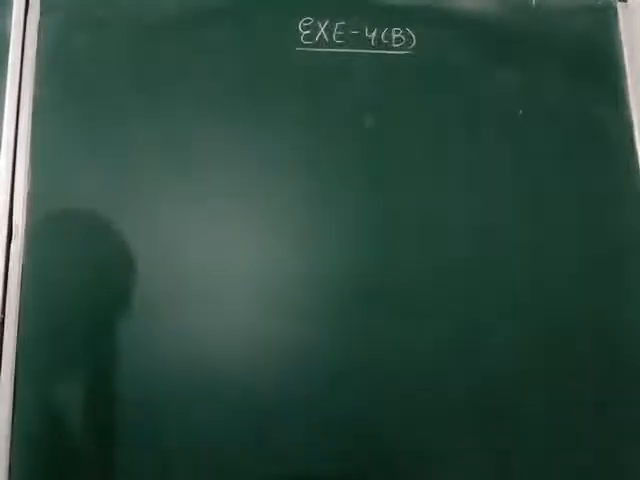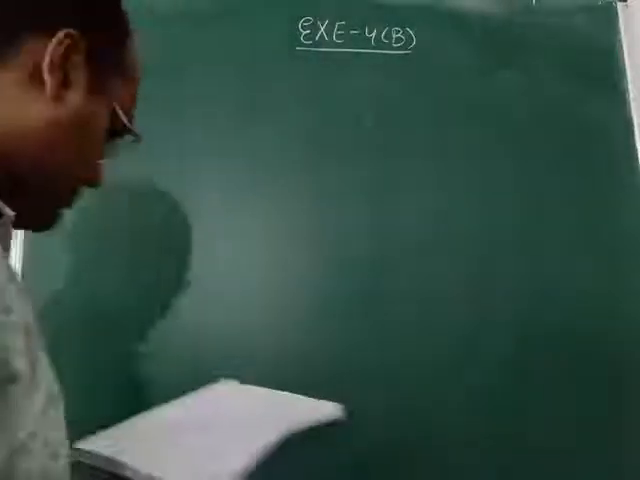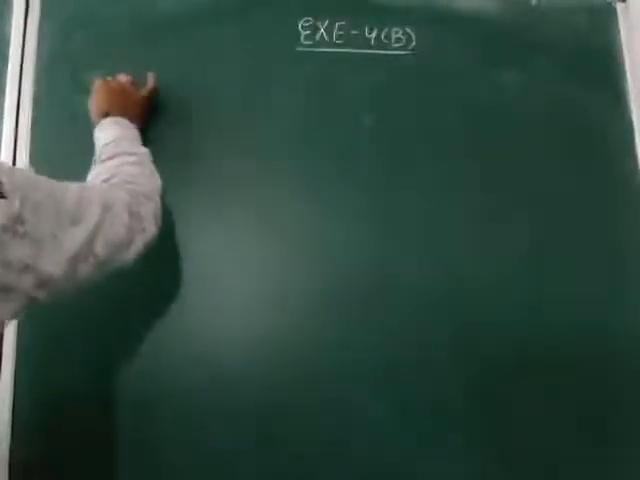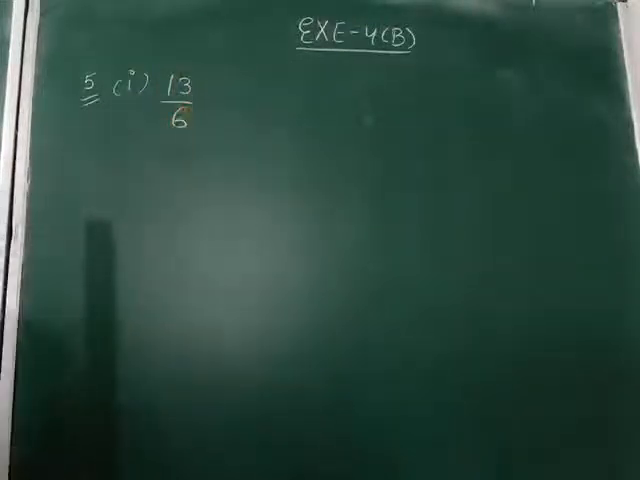Question number 5. Express each of the following rational numbers as a sum of an integer and a rational number. Fifth, first part. 13 upon 6 is given. First of all, we will change it into a mixed fraction.